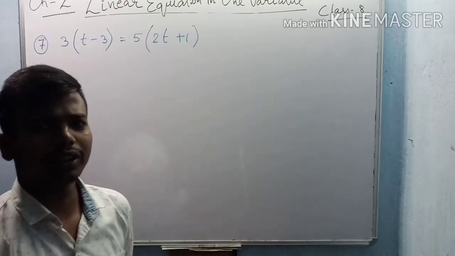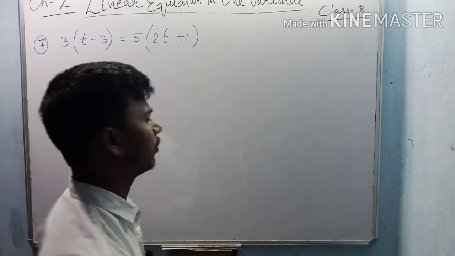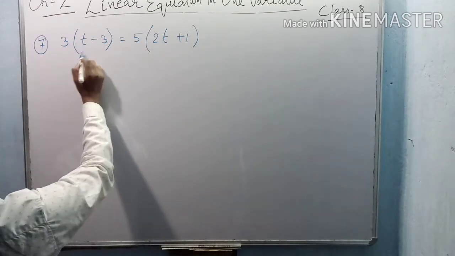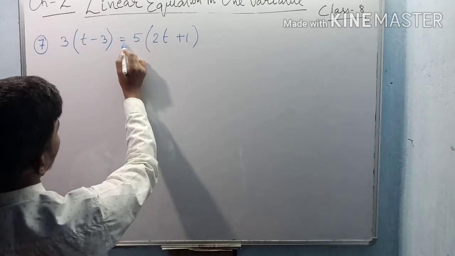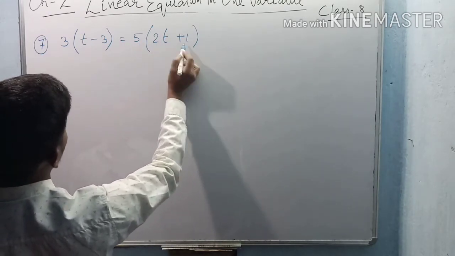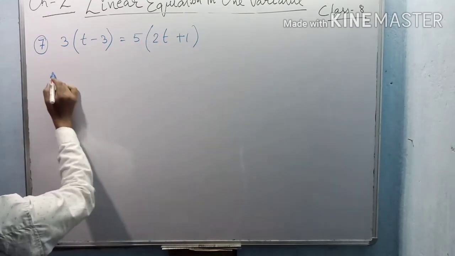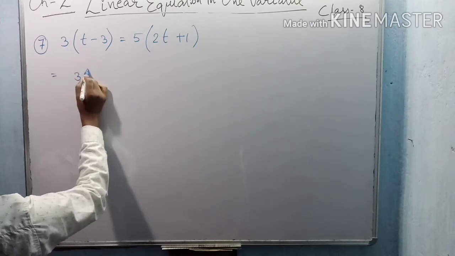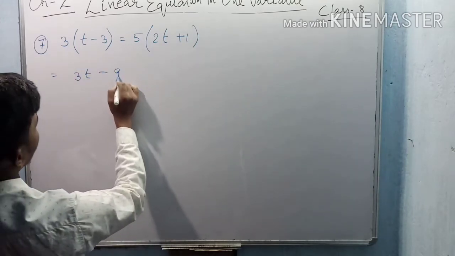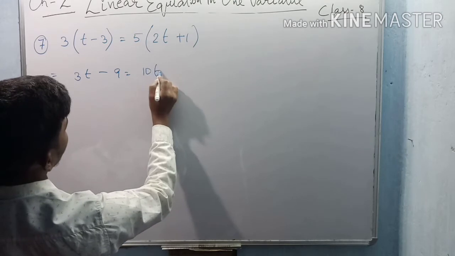So let's move to the 7th question of this exercise 2.5. The 7th question is saying 3(t minus 3) equals 5(2t plus 1). So 3 into t will be what? 3 into t will be 3t only, minus 3 threes are 9, equals 5 twos are 10, 10t plus 5.